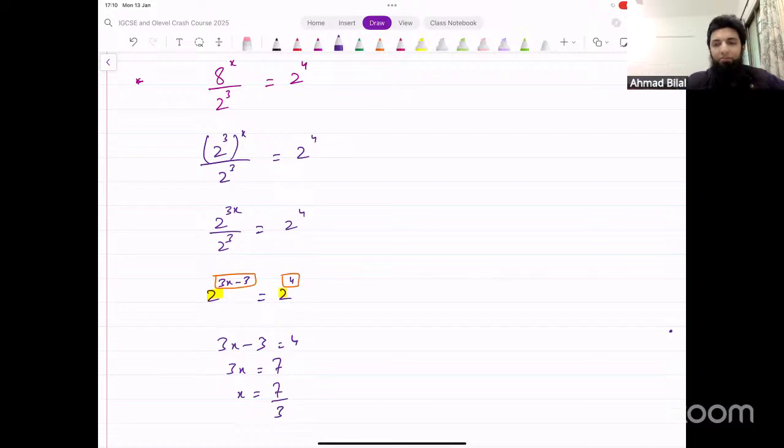All right. That's the solution that we get for this particular equation. It's 7 over 3. All right, so you should be able to solve equations that look like this. Let me give you another example.